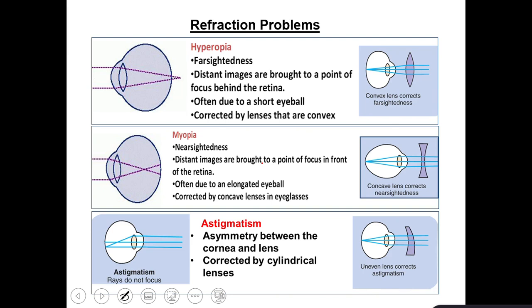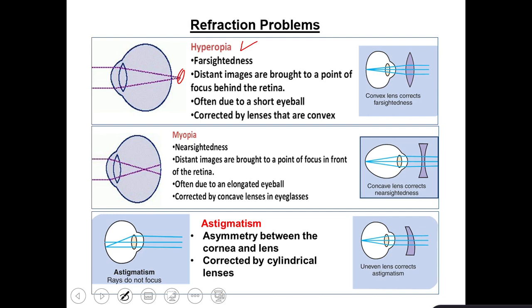There are some problems in refraction. Hyperopia, which is far-sighted vision, meaning what? You see faraway objects clearly, but you don't see the near ones clearly. You have a problem in your near vision. You are far-sighted. And this happens when the eyeball is too short. So the image here goes behind the retina of the eye.